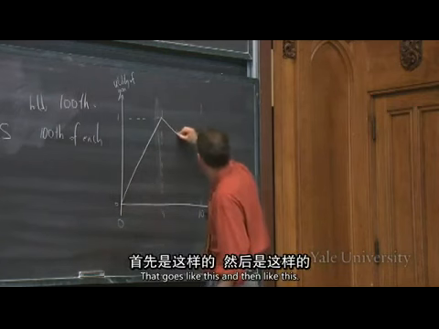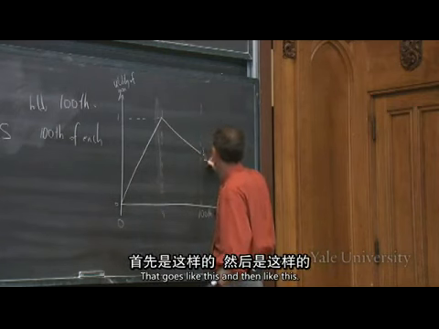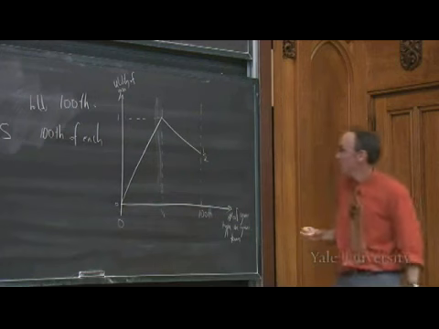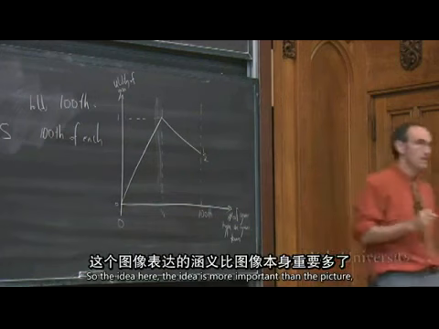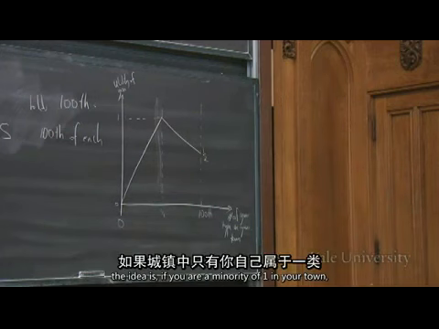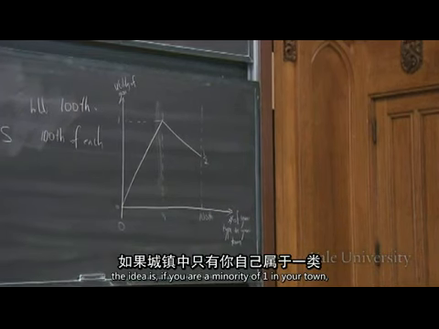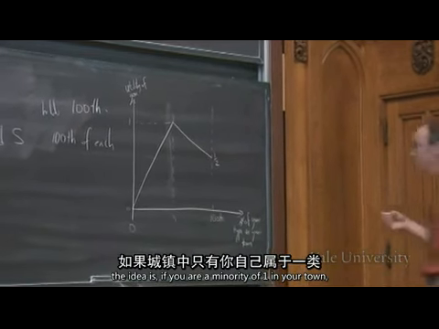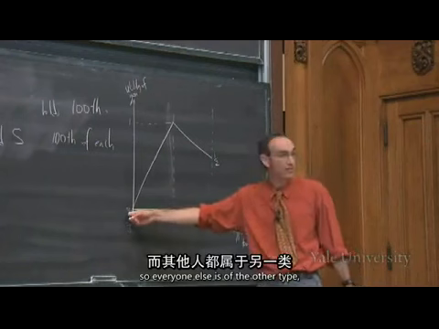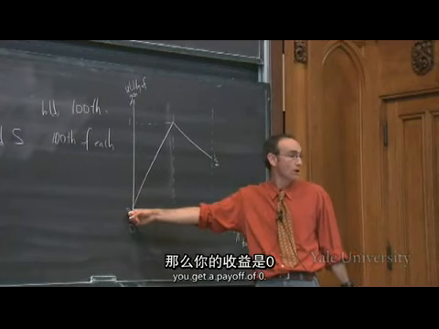All right, it goes like this, and then like this. All right, so the idea here is more important than the picture. The idea is, if you are a minority of one in your town, so everyone else is of the other type, you get a payoff of 0.